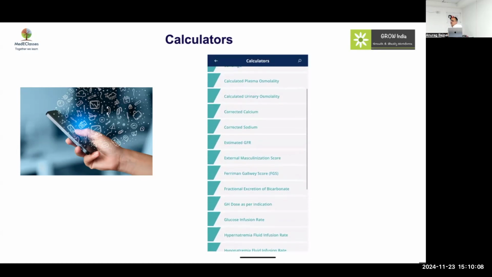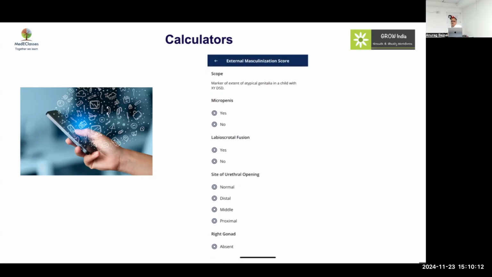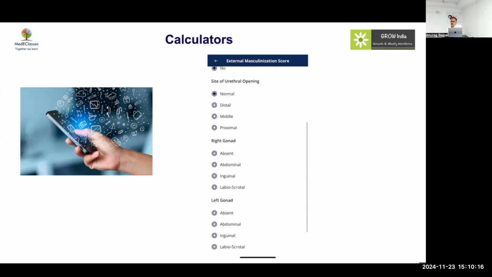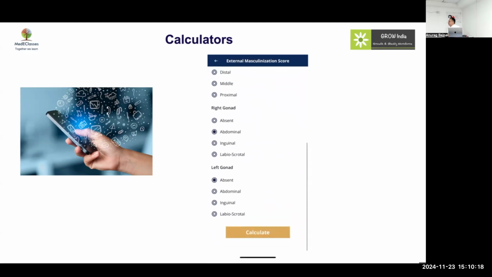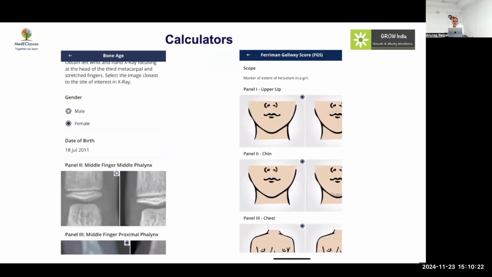And this is not only a simple calculator, it is also helping us in scoring systems. So like the external masculinization score, often people will forget. Those who are not using it regularly won't remember. So here you will get what exactly you have to input and you will get the result.